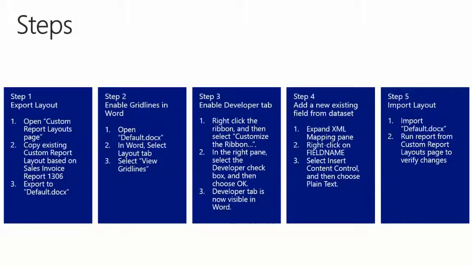So we are now at step number 5, the import layout. We have added a new existing field from the dataset in the Word, using the XML mapping pane. We want now to import the layout into NAV 2009, and we want to print the report and see how it looks.